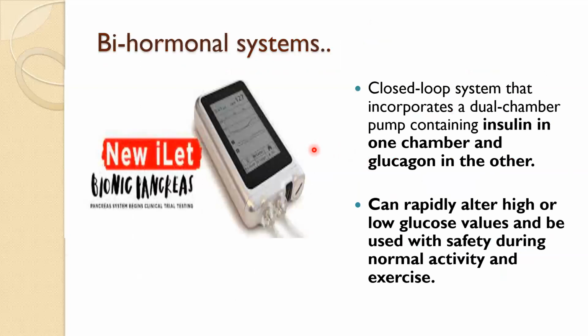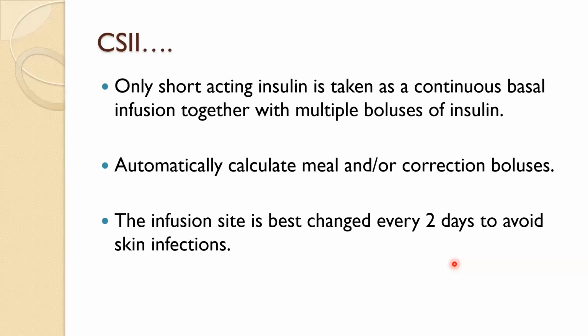Then closely related to that are bihormonal systems. This is a closed system that incorporates a dual chamber pump containing 2 hormones: insulin in one chamber and glucagon in the other. So whenever the glucose levels go high, insulin release is increased, and when the glucose goes low, glucagon gets released. So this can actually be used with safety during normal activity and exercise.